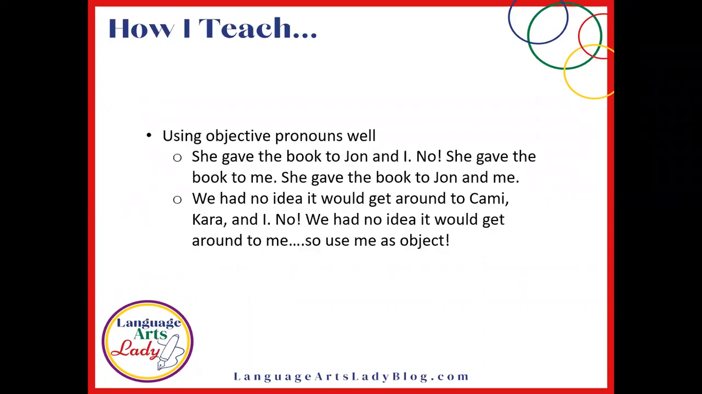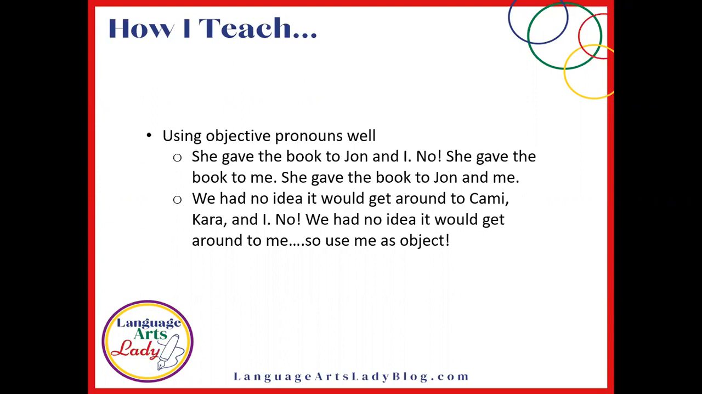All right, using objective pronouns well. I would never say this to an elementary student, right? But with junior high students that really do know their prepositions and really can recognize prepositional phrases well, this would be something that I would really, really bring home, definitely for high schoolers. So, she gave the book to John and I.